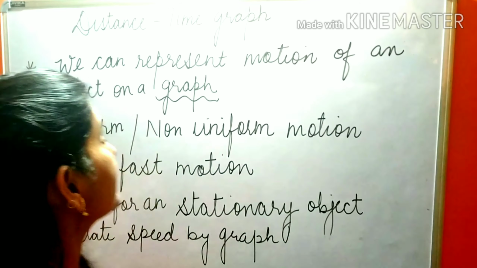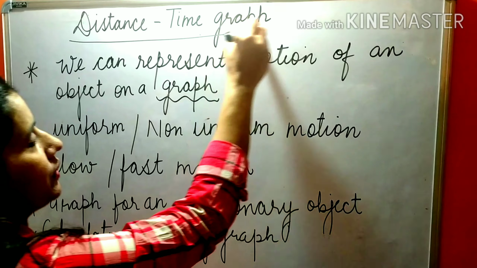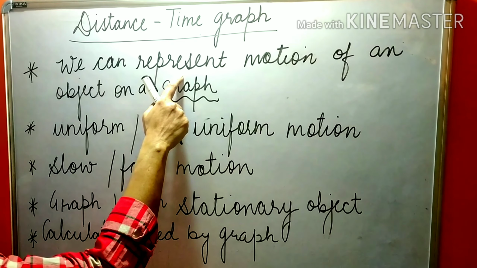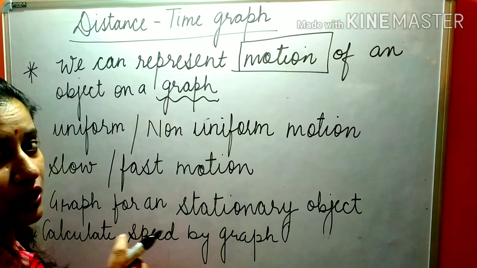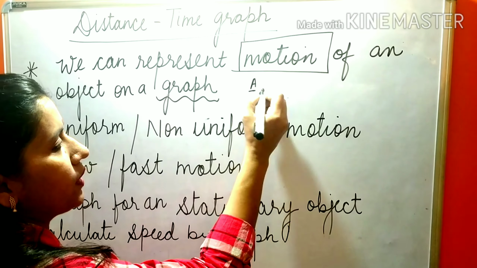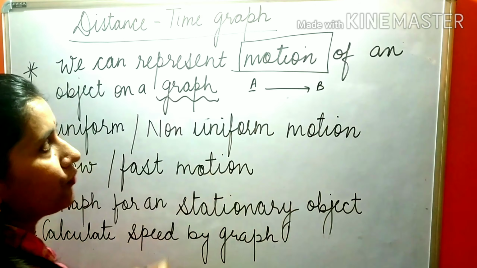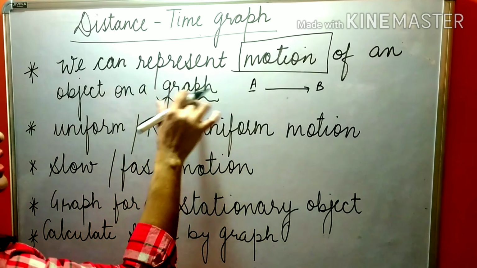And the topic is distance time graph. In a distance time graph, we can represent motion. Motion means an object is said to be in motion when it changes its place from A to B. Fine. So we can represent the motion of an object on a graph.